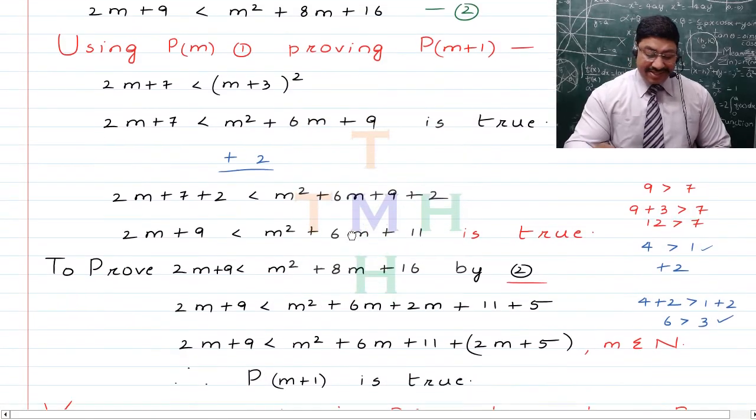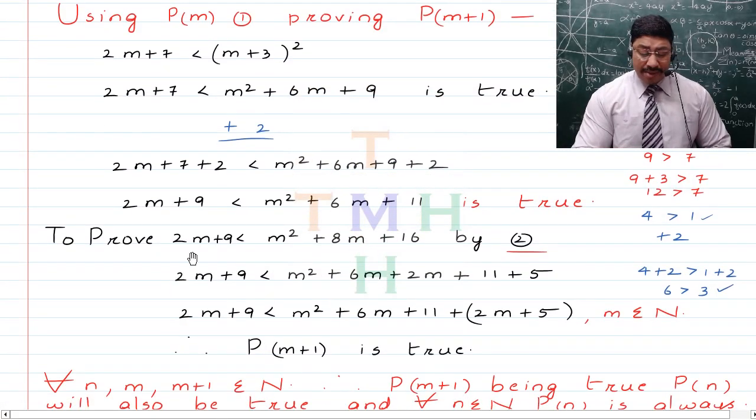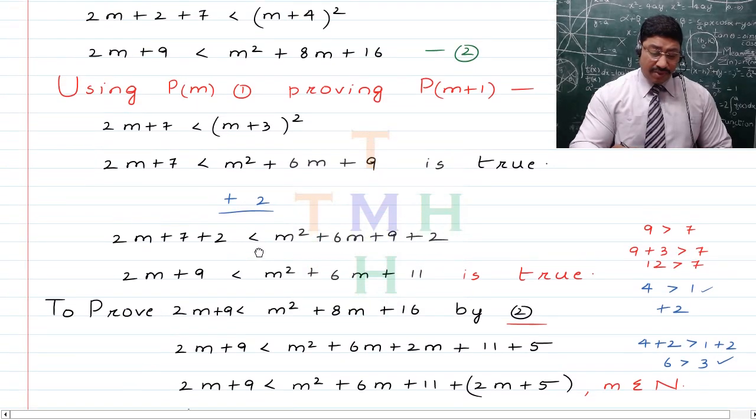Now after this, next what we do is if we talk about 2m plus 9, right, in accordance with what we have to prove, that is P(m plus 1), we have it to be less than m square plus 8m plus 16.